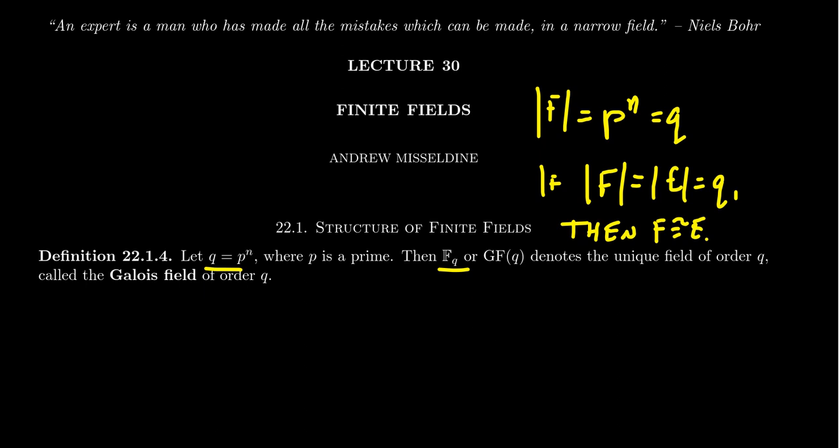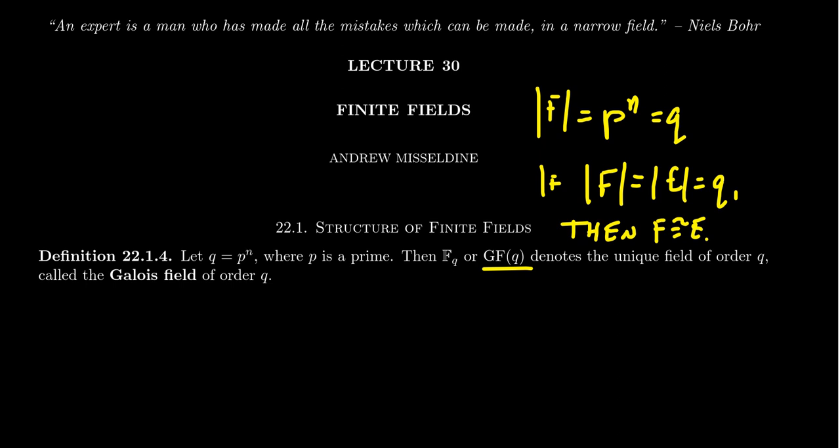Some people will often denote this as GF of Q. Now, that does not mean gluten-free. In this context, we call it the Galois field, named after Galois, of course. And so commonly when people refer to finite fields, you might hear them called Galois fields as well. So finite field and Galois field are used interchangeably in this situation because there's a unique finite field of order Q, we call that the Galois field of order Q.